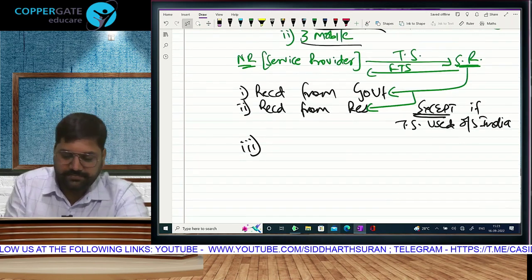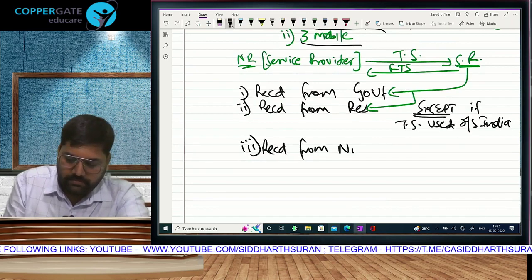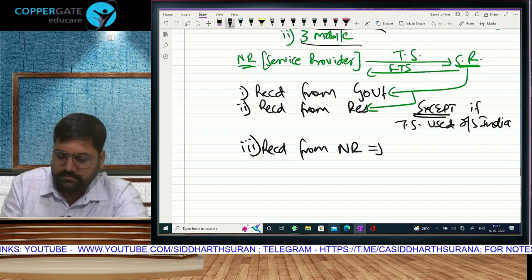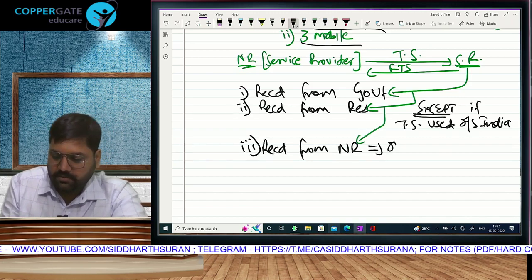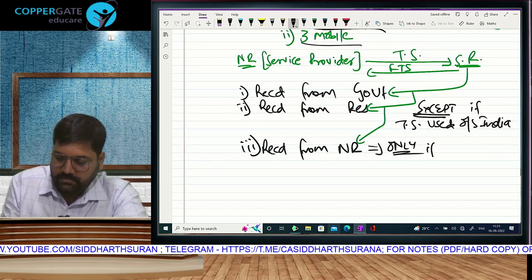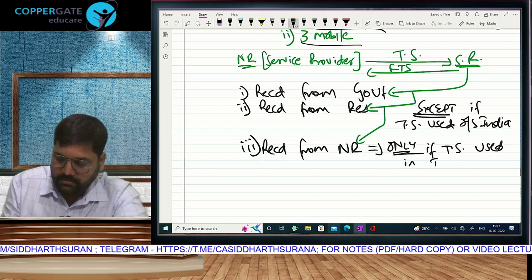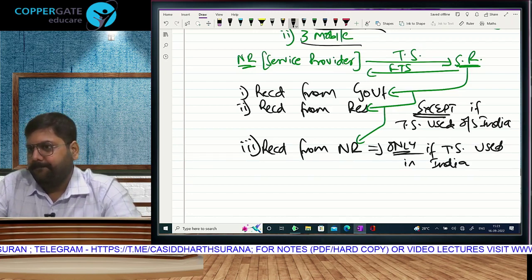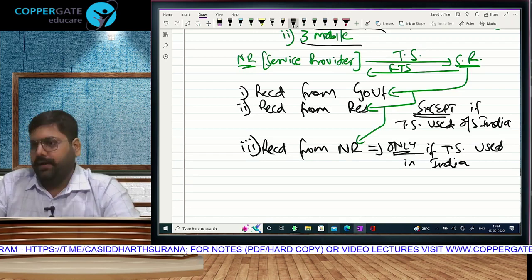And third, received from non-resident. Non-resident becomes your service receiver only if the technical services were used in India. Enjoyed that? That was finally your Indian income.